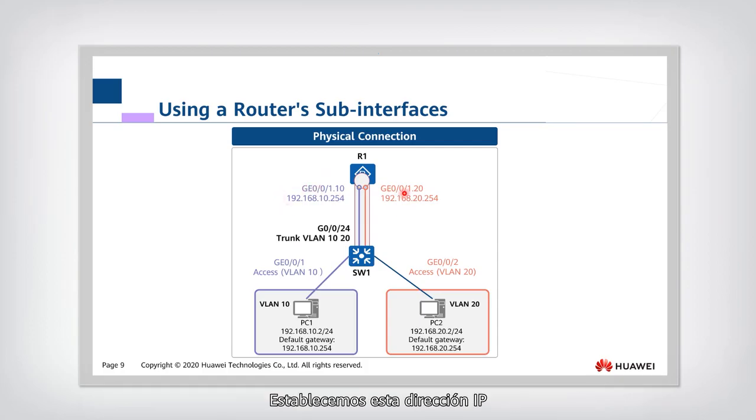And we set this IP address as the default gateway of VLAN 10's packets, and this IP address as the default gateway of VLAN 20. This is the configuration of this sub-interface transmission. Okay, and then let's look at how the packets are forwarded.